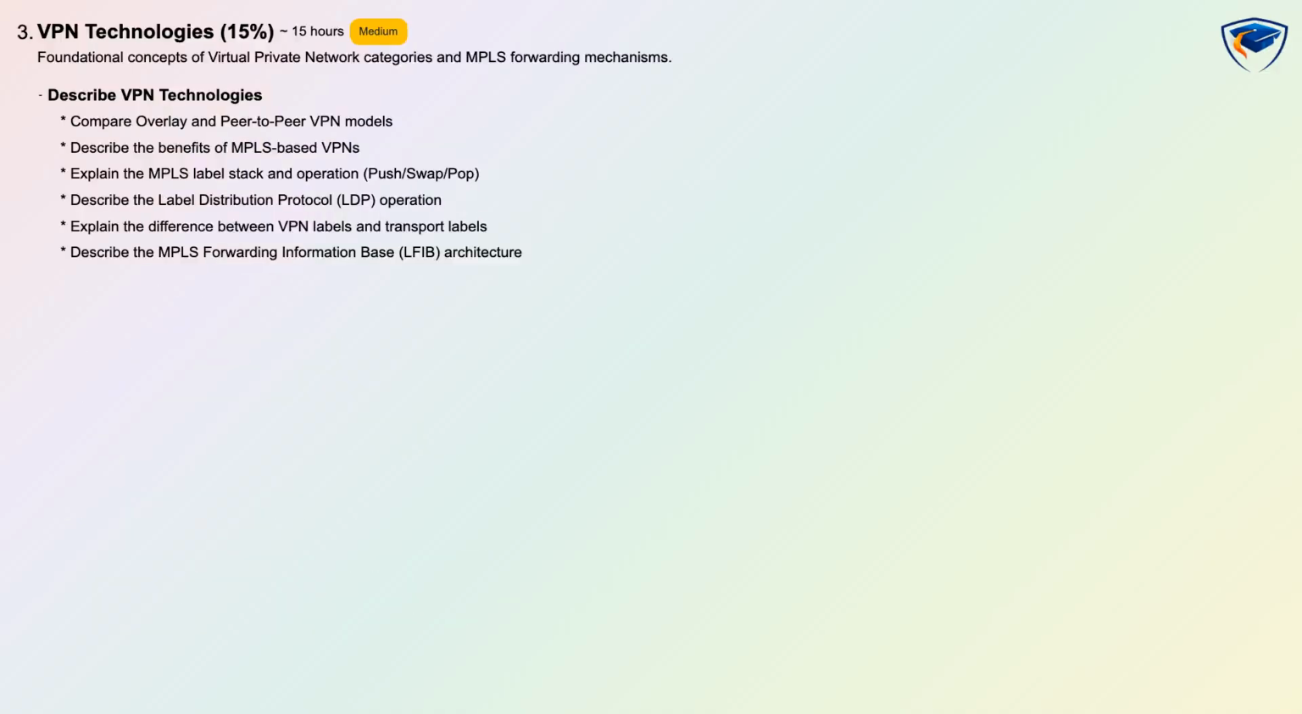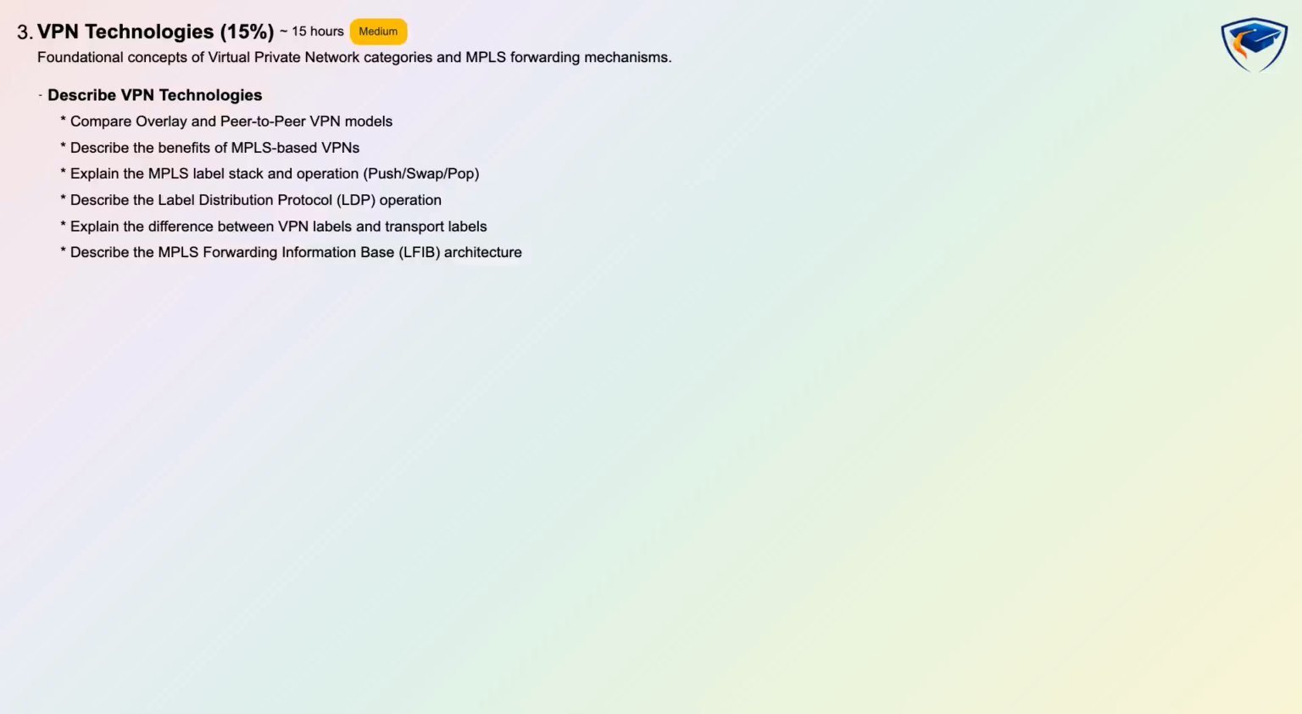Moving on to the Layer 3 VPN domain, which accounts for another 36% of the exam. This domain focuses on implementing and scaling Multiprotocol Label Switching, or MPLS, Layer 3 virtual private networks. It's also a challenging domain, with a difficulty level of hard, and requires around 45 hours of estimated learning time.